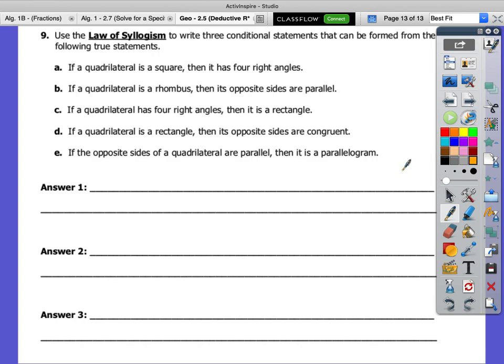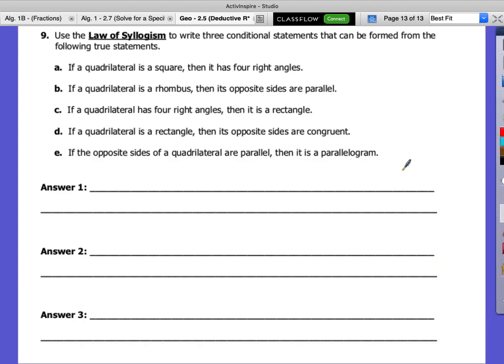Number 9. This one's going to look really weird at first, okay? Use the law of syllogism to write 3 conditional statements that can be formed from the following true statements. We have these 5 conditional statements, and we're told they're all true. We're going to go through and label them, starting at the top.